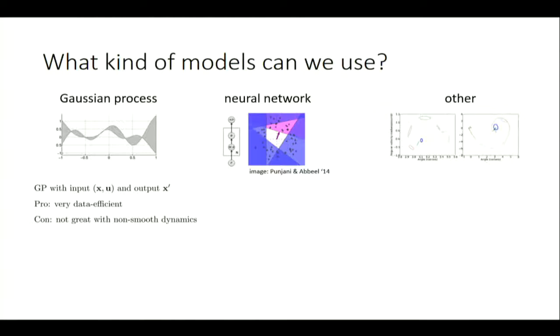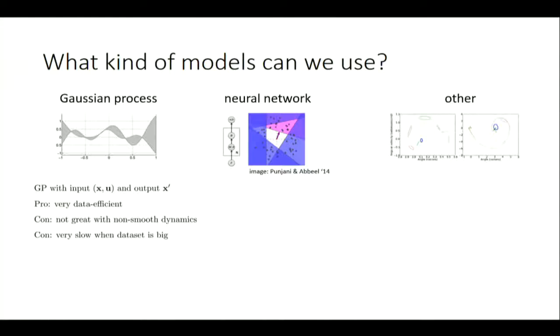But they tend to not be so great with non-smooth dynamics. In fact, the method in the case study previously actually assumes not only that you're using a GP, but that you're using a GP with a squared exponential kernel. And the squared exponential kernel corresponds to a prior on smooth functions. So GPs tend to be not so great with non-smooth dynamics of the type that you might get, for example, if you have a physical system with contact. If you have a robot that touches something, that's in general a non-smooth phenomenon. There are many other cases where you have non-smooth phenomena.